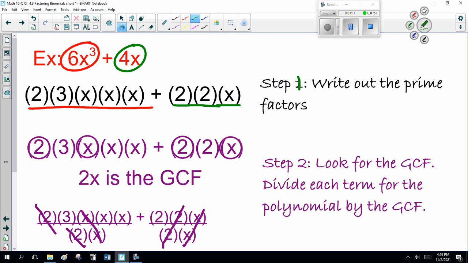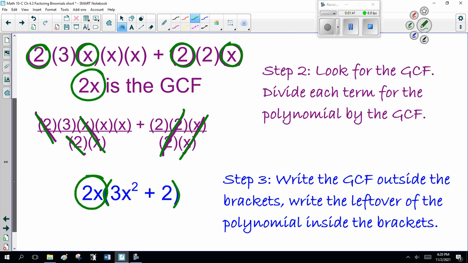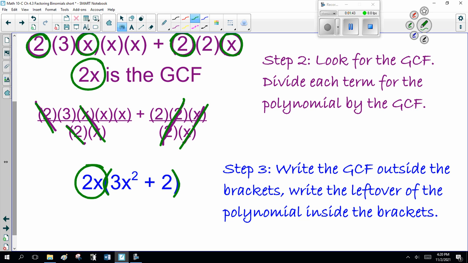Now, the greatest common factor here, and I did everything in purple, anyway, is 2 and an x. 2x is the greatest common factor. So, divide each term of the polynomial by the greatest common factor. And we're down to what? Now notice the greatest common factor is written on the outside. And in the brackets, it's the leftovers. So write the greatest common factor outside the brackets, write the leftover of the polynomial inside the brackets.